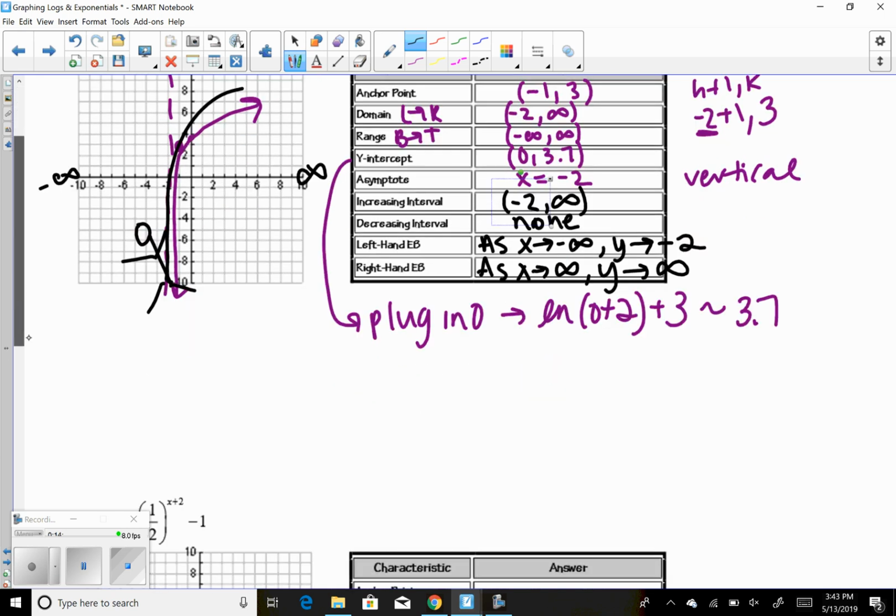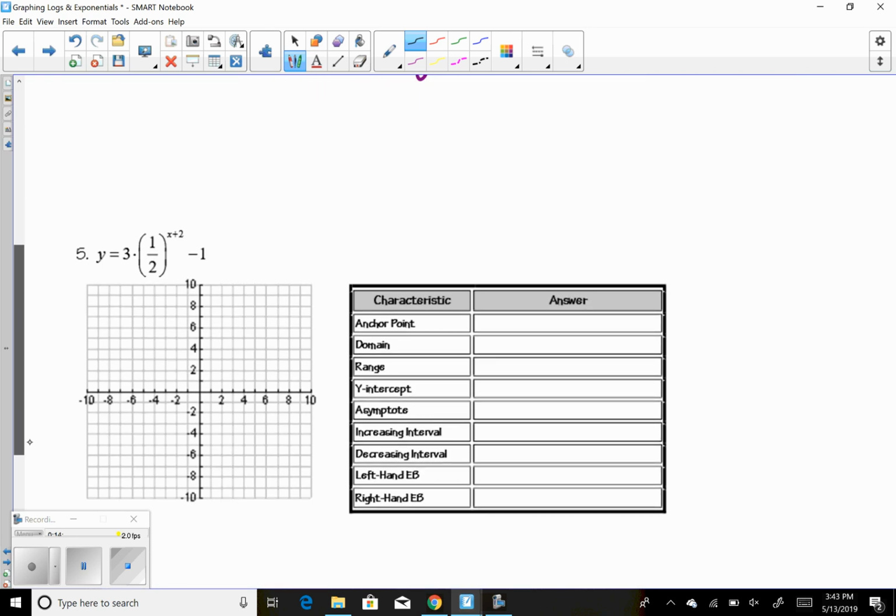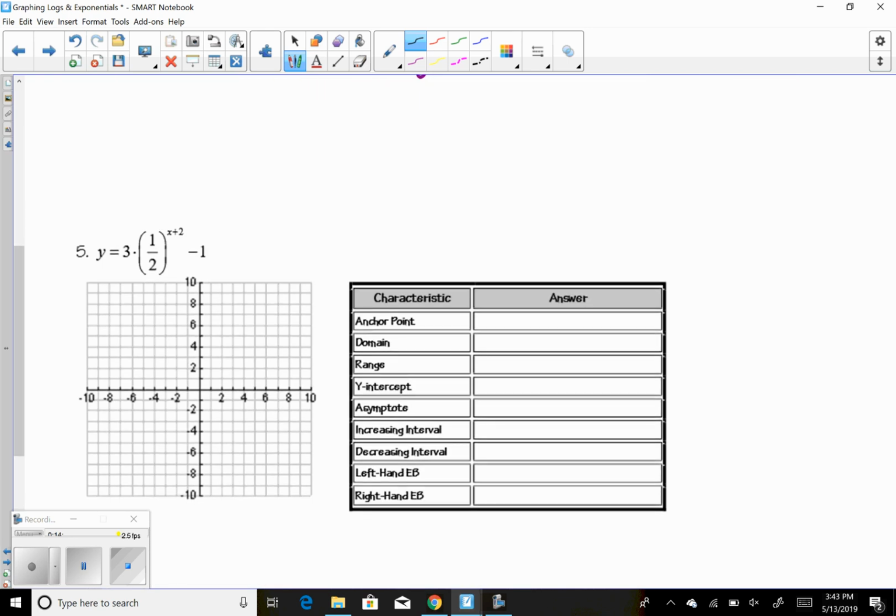All right, and number 5. All right, 3 times (1/2)^(x+2) minus 1. All right, this is exponential. Look at that, that's a 1/2 base. That's exponential decay with no reflections. So decay looks like this.